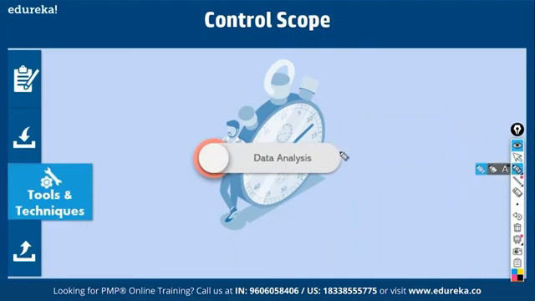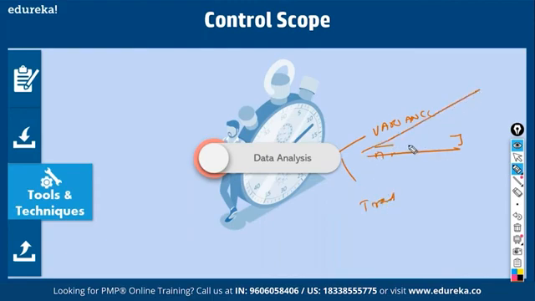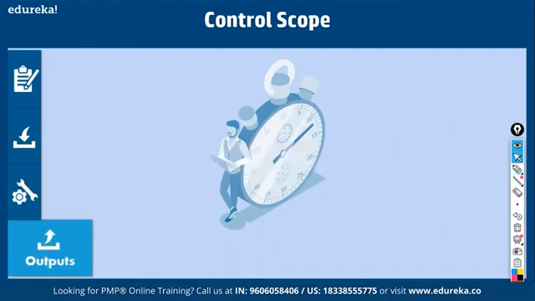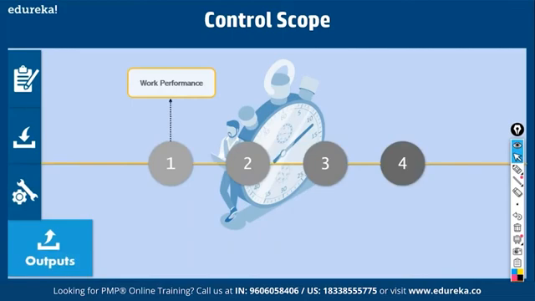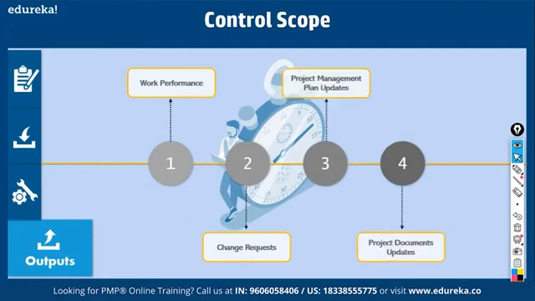So under data analysis, you have what is called variance analysis. Variance, I told you, is short-term analysis, comparing plan with actual. Trend analysis is one more tool, a long-term analysis. Both are done as part of control scope. Then what else do you get? You get work performance information and change requests. So here also you can generate change requests. Then updates to plan and updates to documents. Okay, this is about control scope.